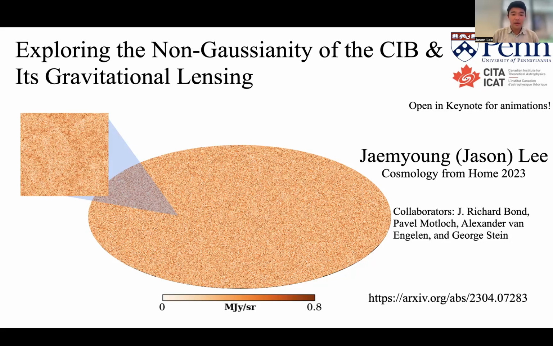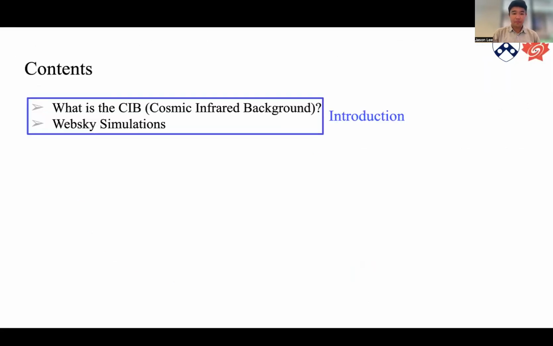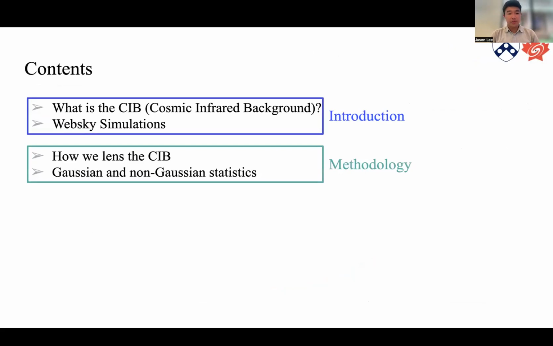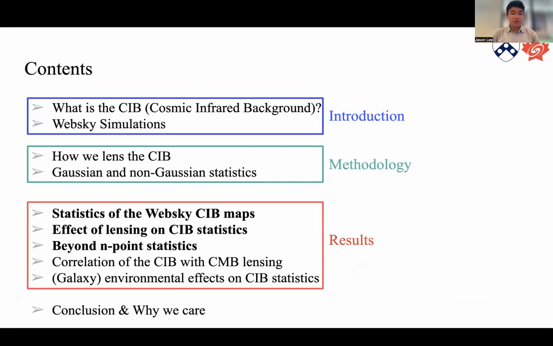Now, what you're looking at here is a patch of the CIB, and at first glance, it looks smooth and rather featureless. Moving on to the contents I'll be talking about today, I'll start out with an introduction, then I'll move on to the methodology. I'll focus extensively on how I lens the CIB. Then I will show you some results. The ones highlighted in bold are what I think are the most important.